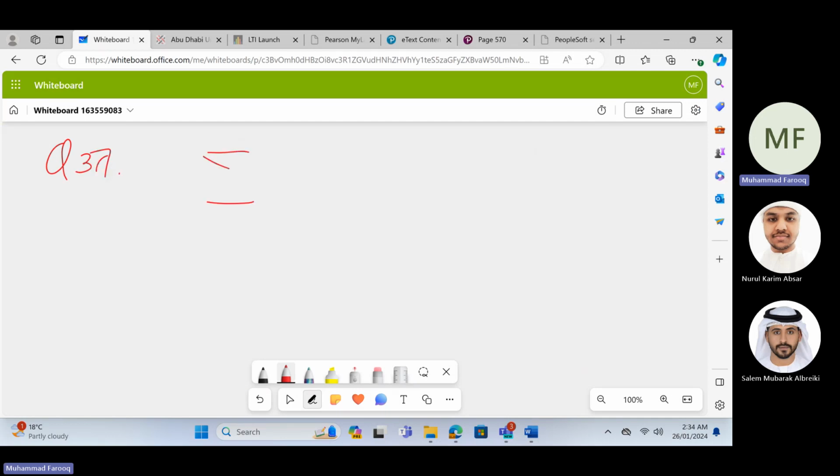Sigma n equals 1 to infinity of e^n divided by 1 plus e^(2n). Okay, good. Now check positive, because from 1 to infinity you can put any positive point. So positive, yes. Continuity, yes, of course.